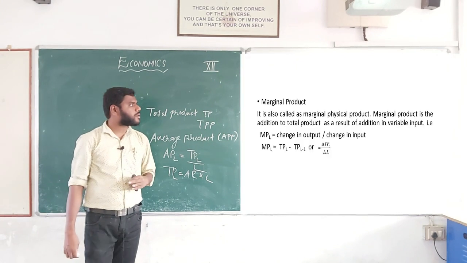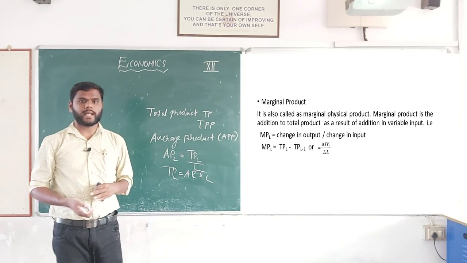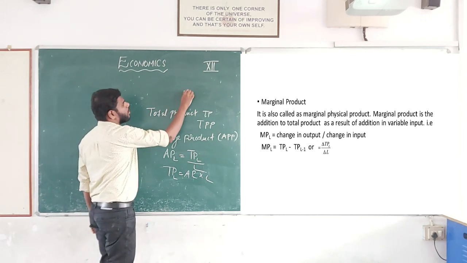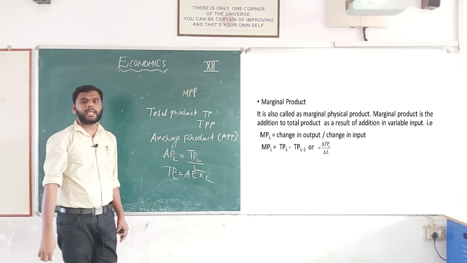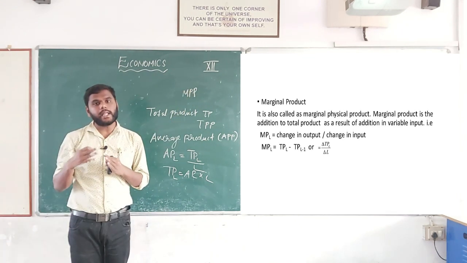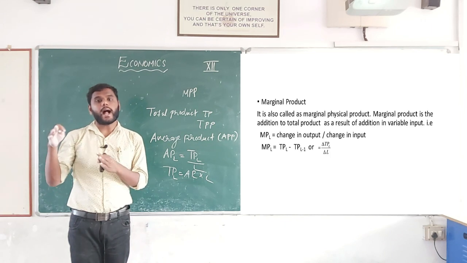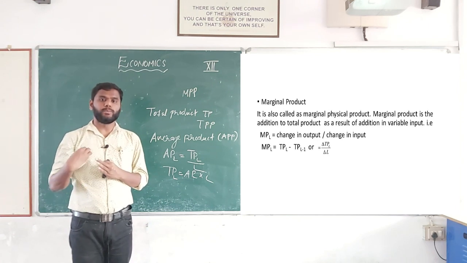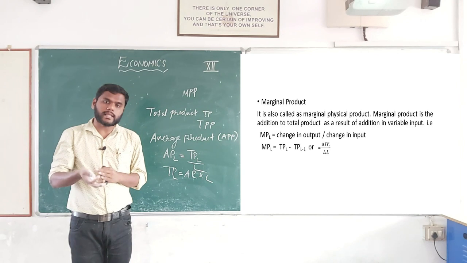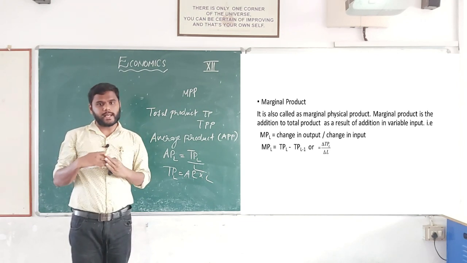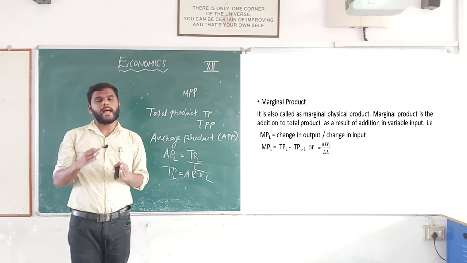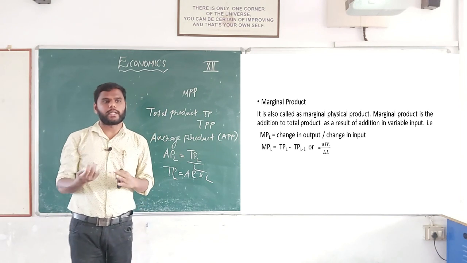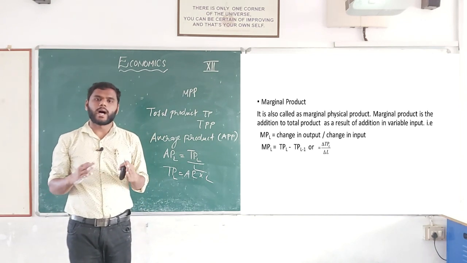The next one is known as marginal product. This marginal product is also called marginal physical product, that is MPP. Marginal product is the addition to total product as a result of addition to variable unit. That is, when one additional unit of variable input is used, how much difference occurs in total product, that is known as marginal product.